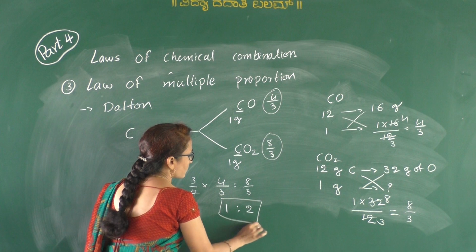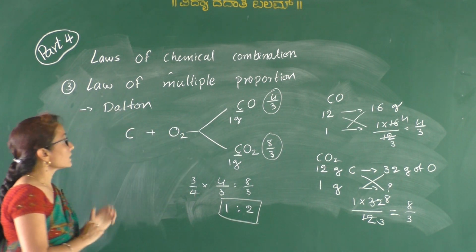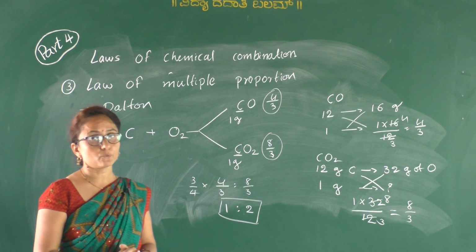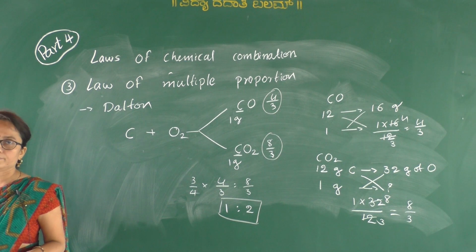So again we get what? The smallest whole number ratio. So that is the law of multiple proportion. Clear? Okay. So then we move on to the next law.